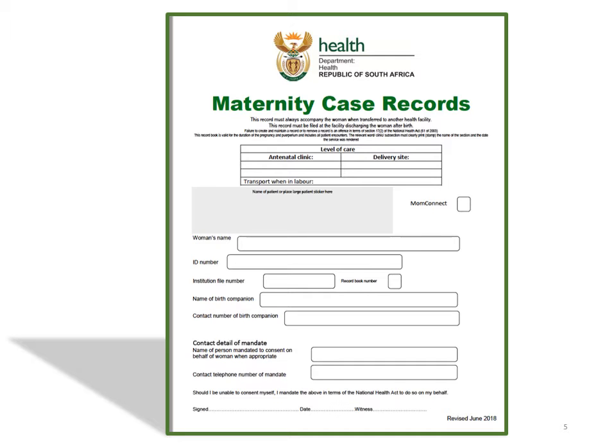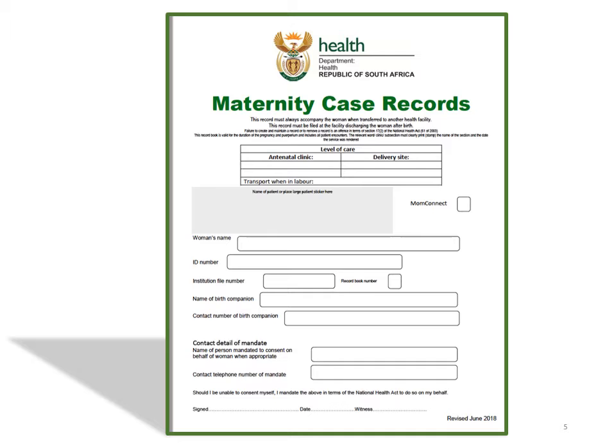So this is the front page of the maternity case record, and you can immediately see it looks a little bit different than the previous version, in that the level of care has now moved to the front of the record. So that whoever attends to this patient first can see immediately where she needs to go for antenatal clinic and where a delivery site is and what the arrangements are for transport when in labor. And make sure this is always updated, because the level of care can change as the pregnancy progresses. So a patient might need to go to a high-risk clinic or might need to deliver at a specific level of care.